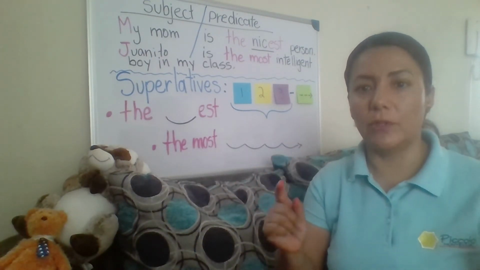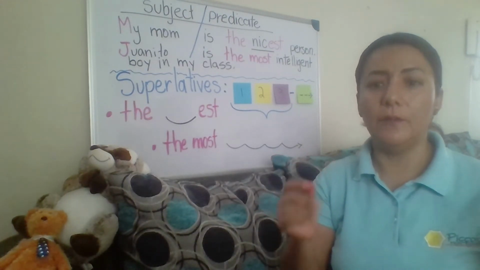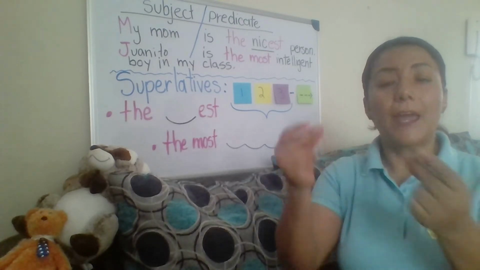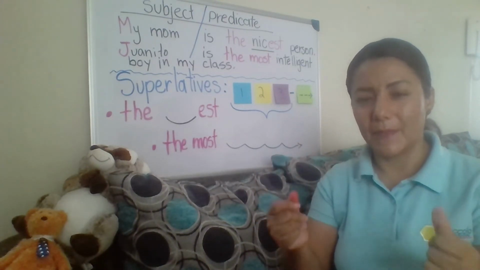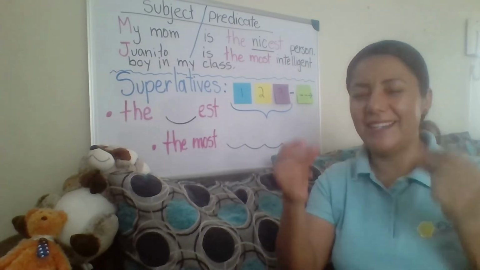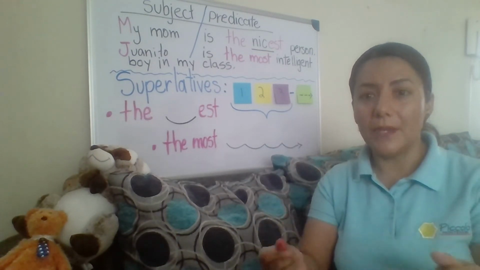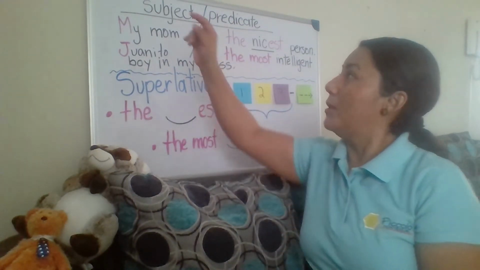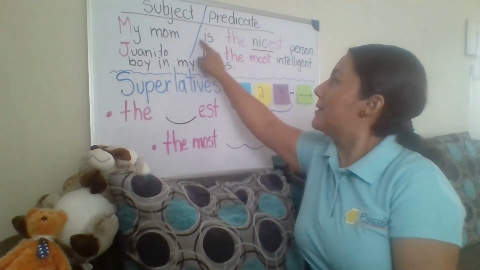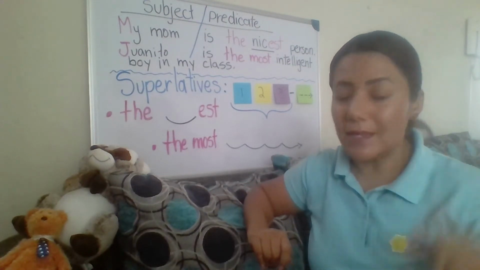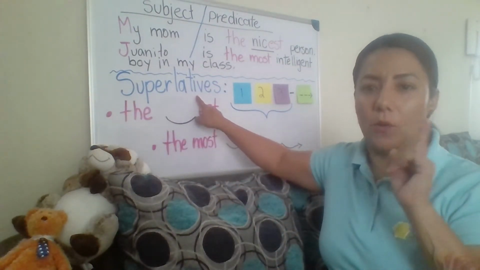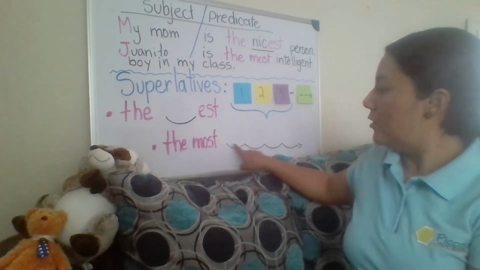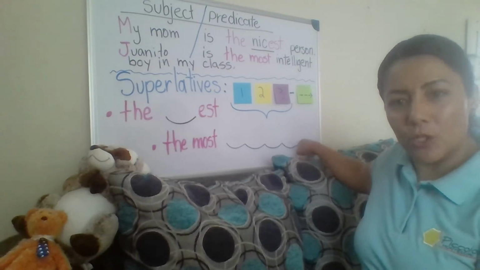Remember, let's review the definition of a sentence. Ready? 1, 2, and 3. A sentence has 2 parts, a subject and predicate. A sentence begins with a capital letter and ends with a punctuation mark. Good job. Now, you remember that when you write your sentences, we need a subject and a predicate, and we must have a verb in the predicate. Okay, sentences using superlatives. So you're gonna use this option for short one syllable adjectives, or you're gonna use this option for long 3 or more syllable adjectives.